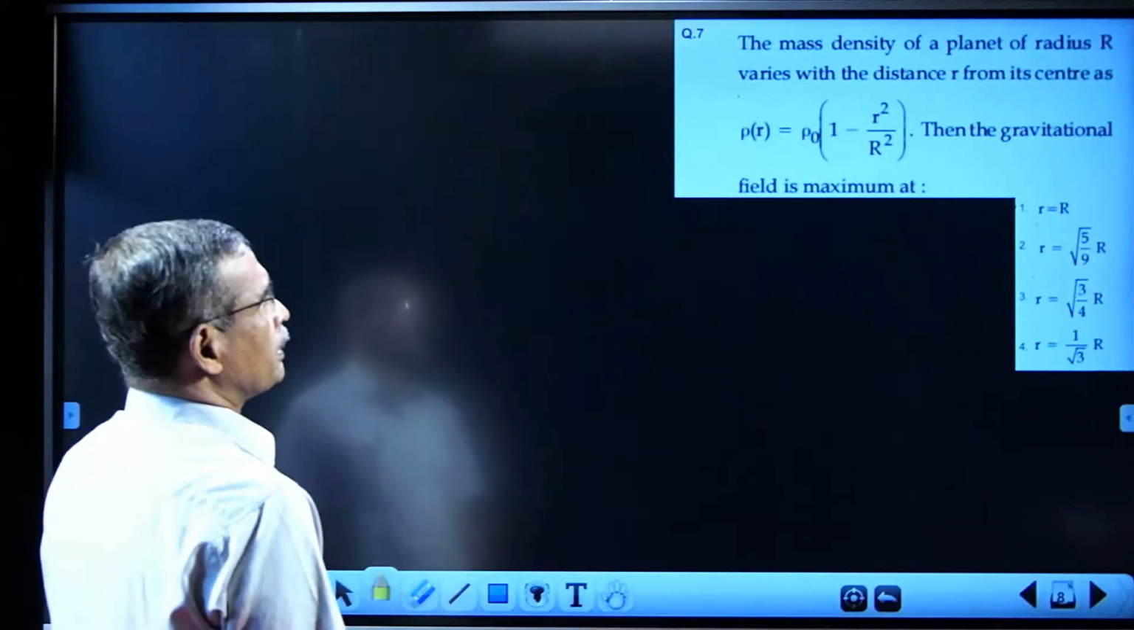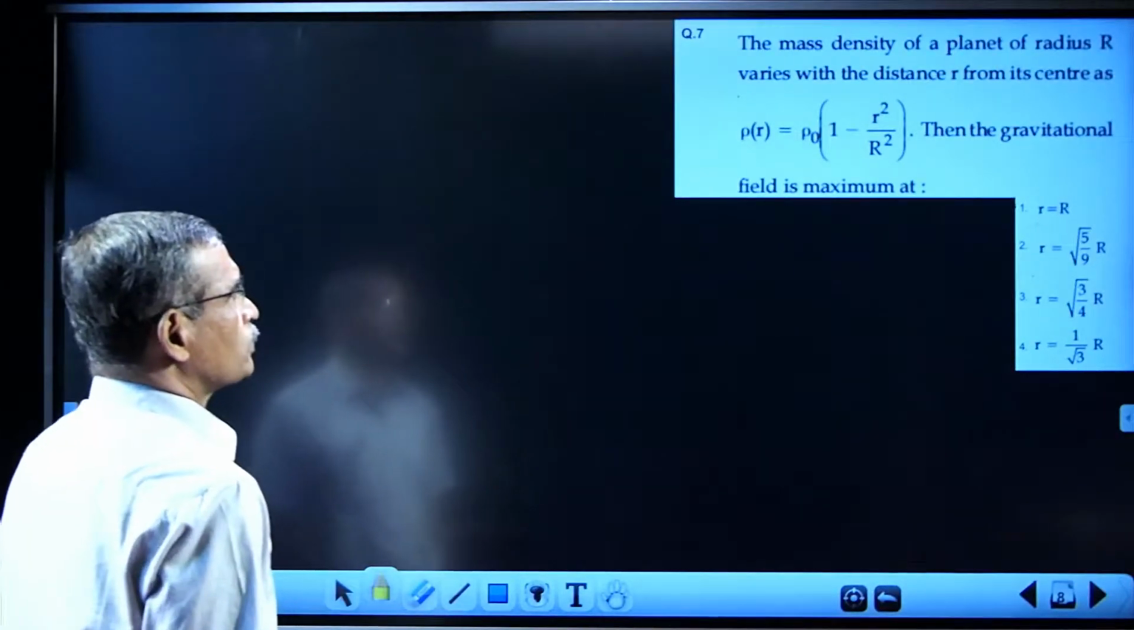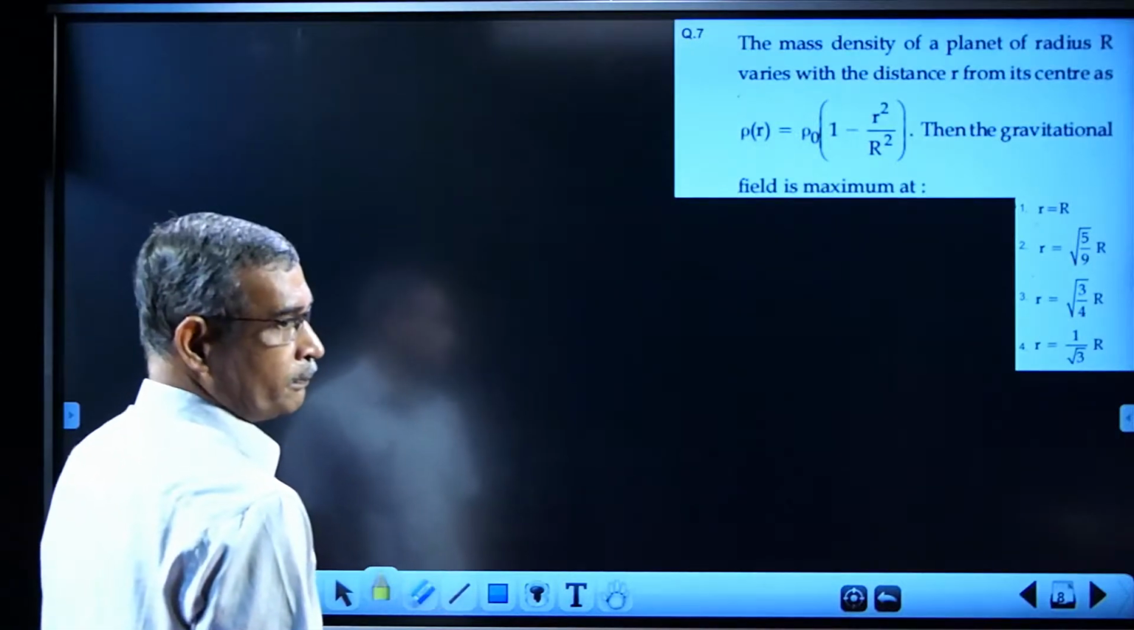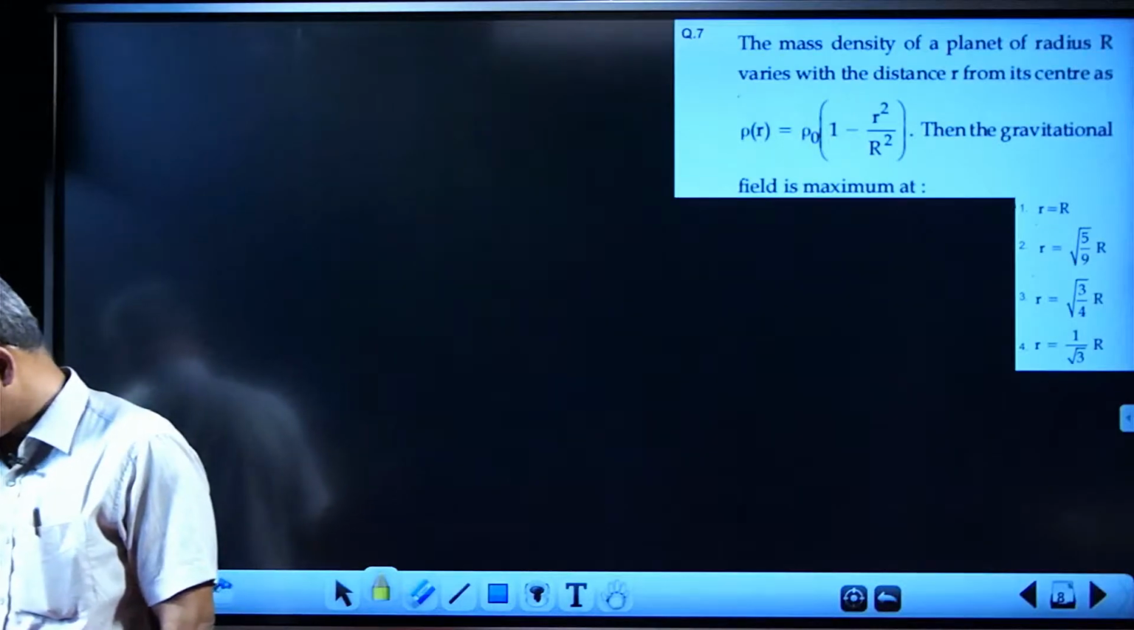The mass density of a planet of radius R varies with the distance r from its center as rho(r) equals something. Then the question is where the gravitational field is minimum.